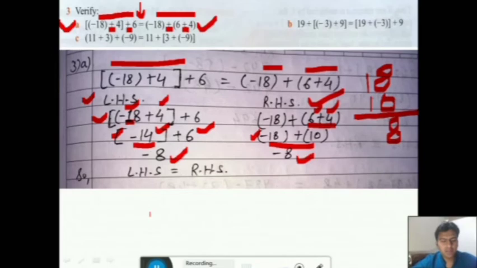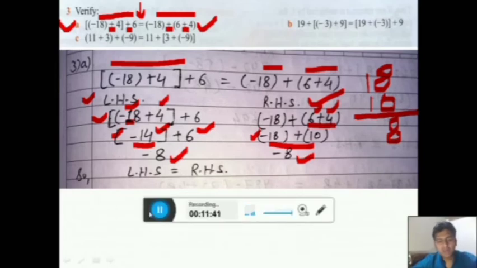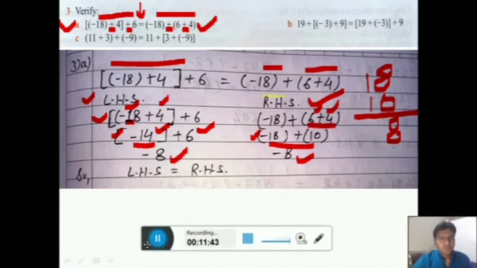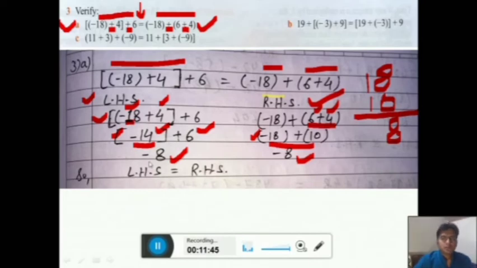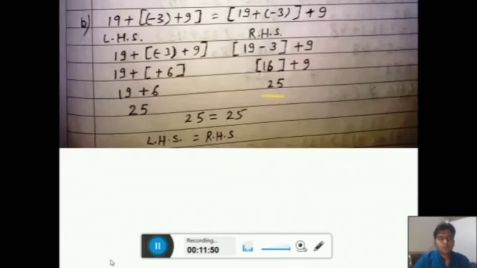That we verified here. Now move on to the next question. That is third B. The question is given: 19 plus, inside the bracket, minus 3 plus 9. So 19, and the right hand side is written: plus 19 plus minus 3 plus 9.